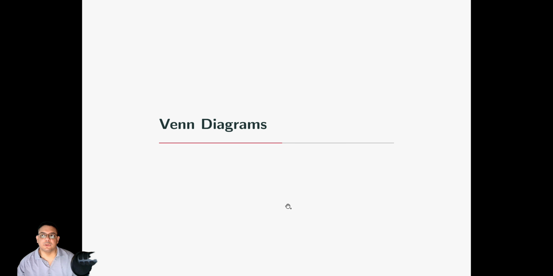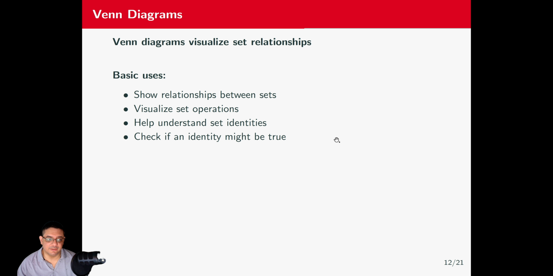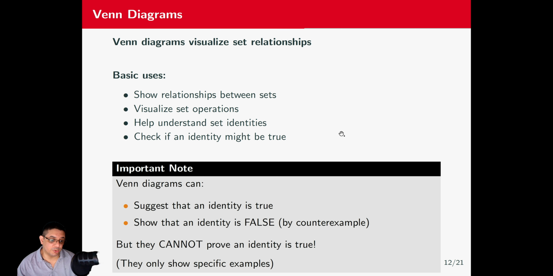All right. So now let's talk about Venn diagrams. Venn diagrams are important for showcasing relationships of 2 or more sets that we might need in a situation. Venn diagrams visualize the set relationships, and their basic uses are to show relationships between sets, check set operations, understand set identities, and check if an identity might be true. With Venn diagrams, we can suggest that an identity is true, or show that an identity is false by counterexample, but they cannot really prove that an identity is true. This only shows specific examples.